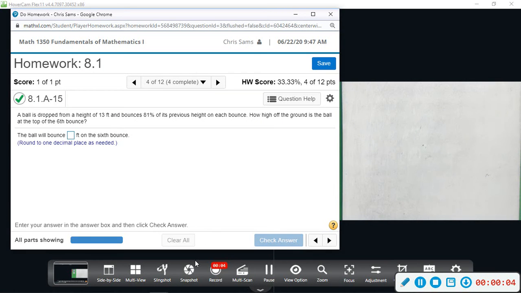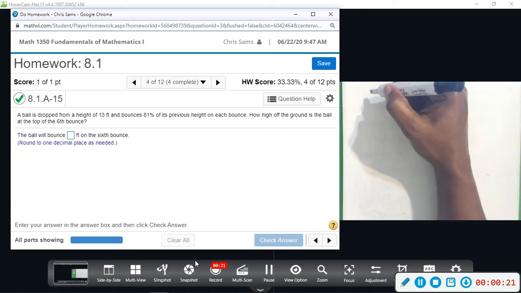Right. 8-1 number 4 says a ball is dropped from a height of 13 feet, bounces 0.81 or 81% of its previous height each bounce. How high off the ground is the ball at the top of the sixth bounce?